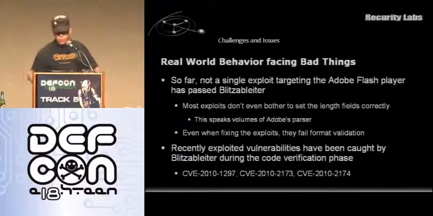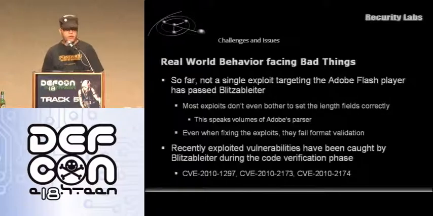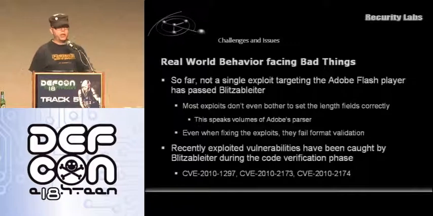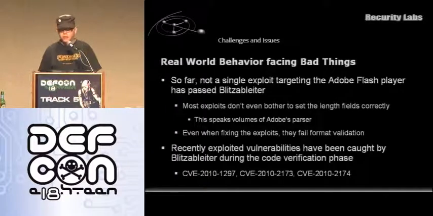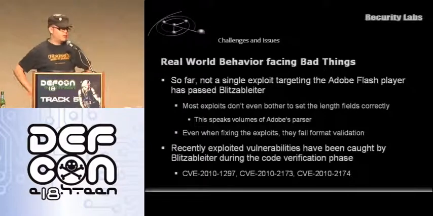So what happens when we use our tool? So far, not a single exploit that we have a specimen of actually managed to pass through the Blitzableiter tool. Most exploit code, as you've seen in the demo, doesn't even bother to set the length fields right, so we catch it very early. But even those fixed actually never went through.